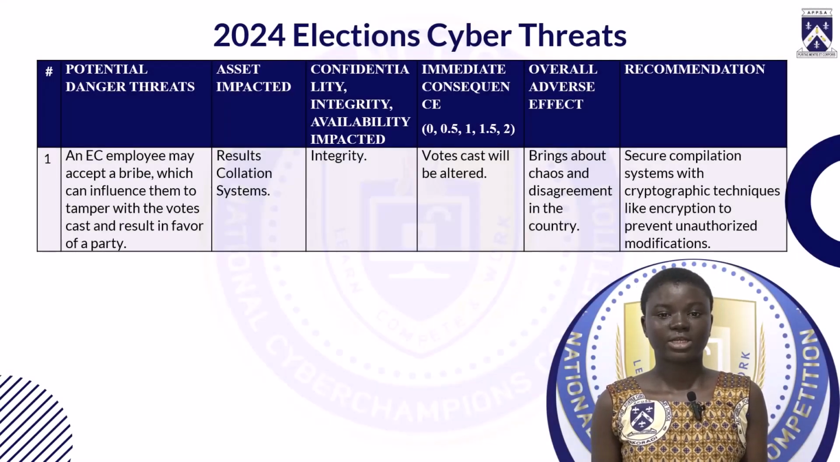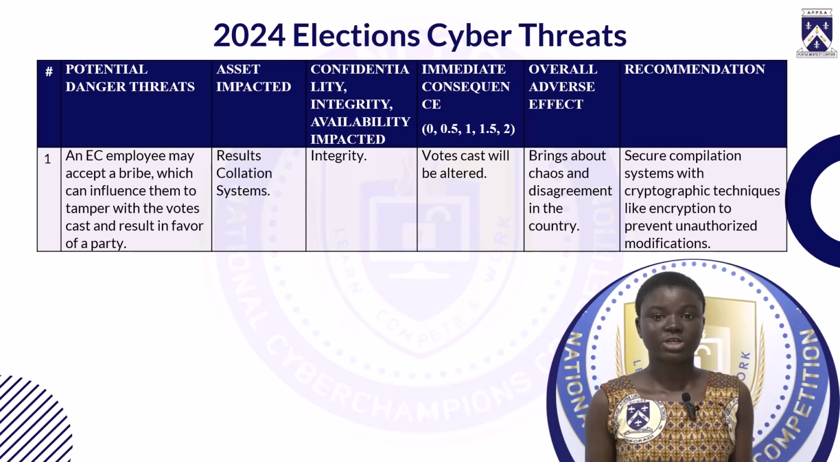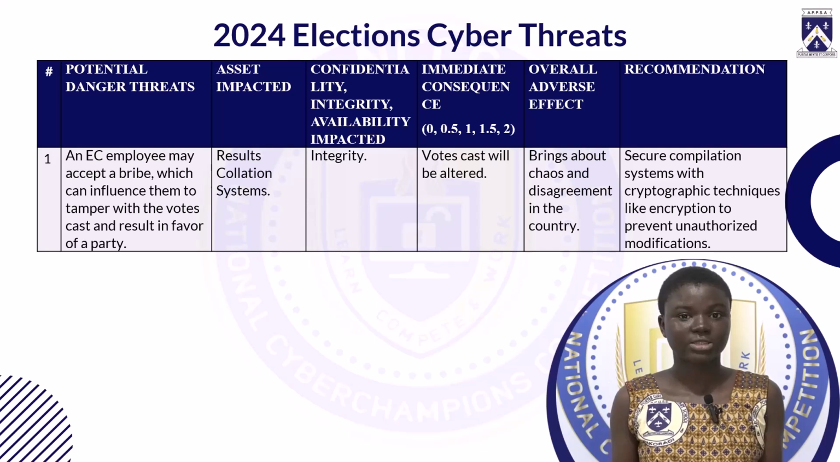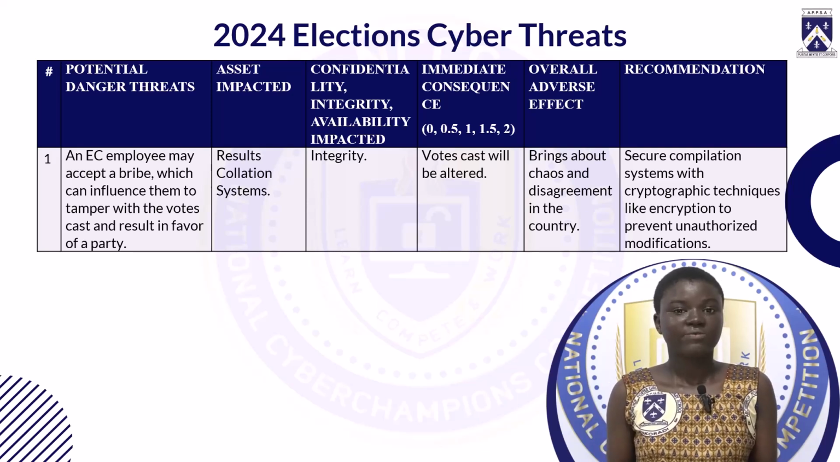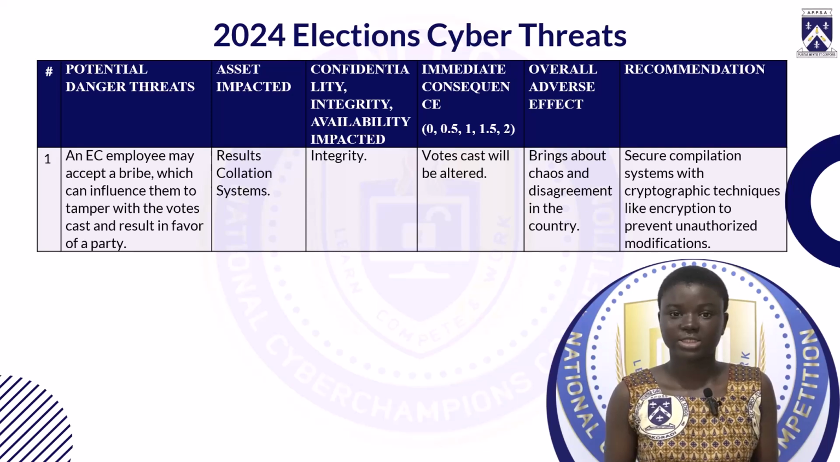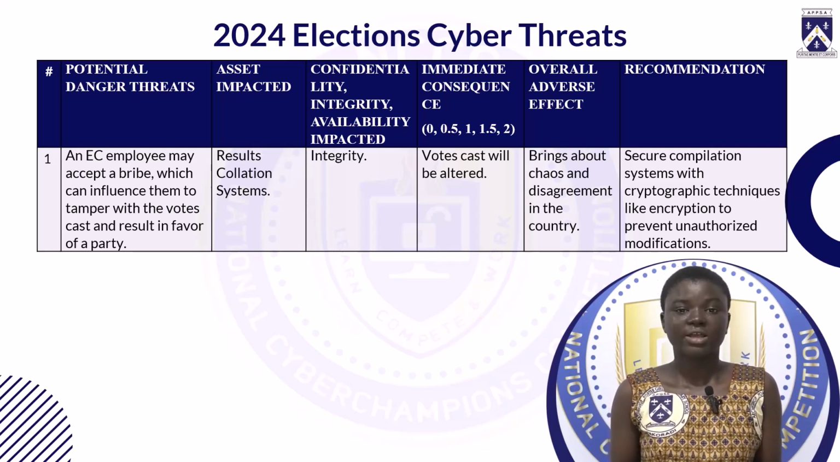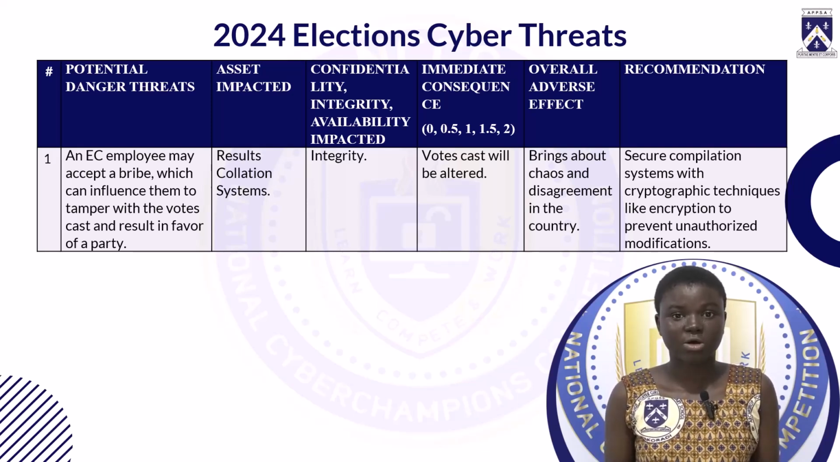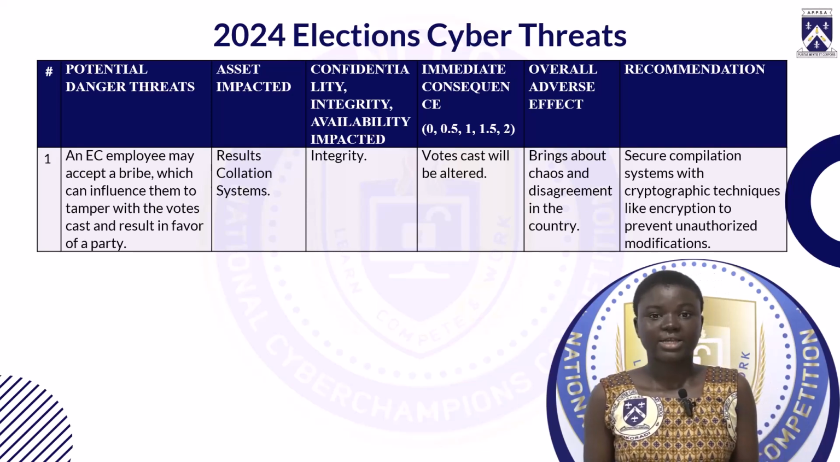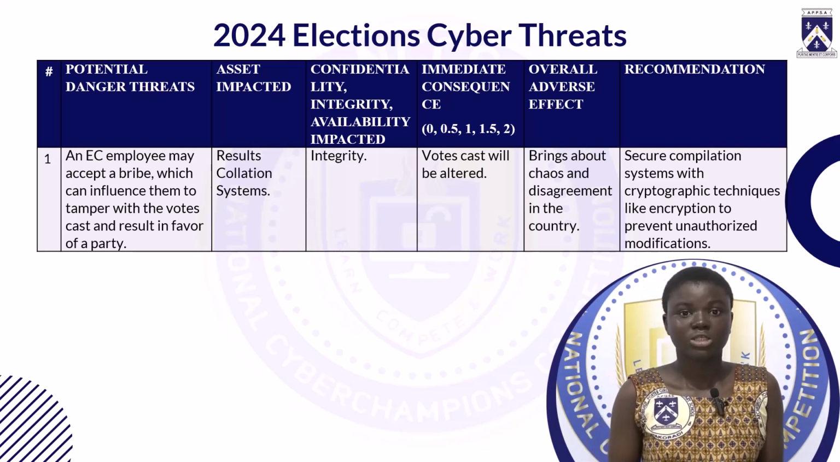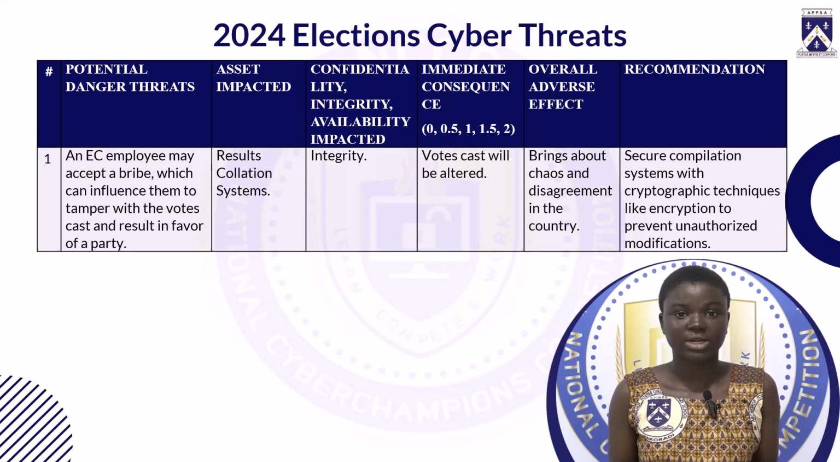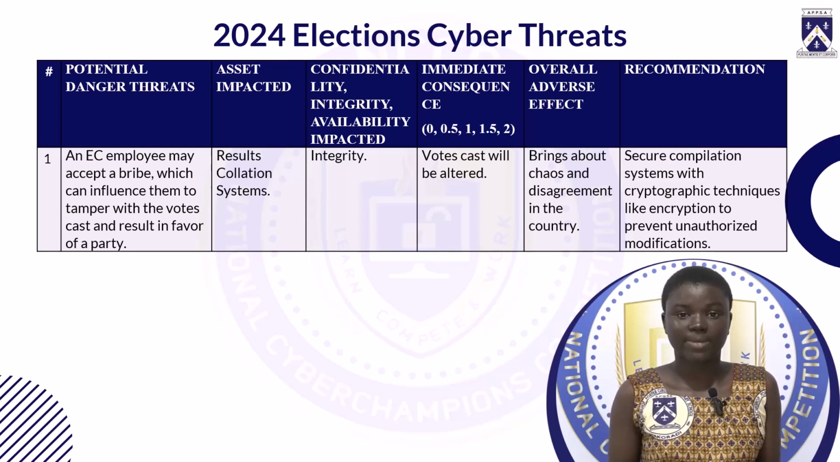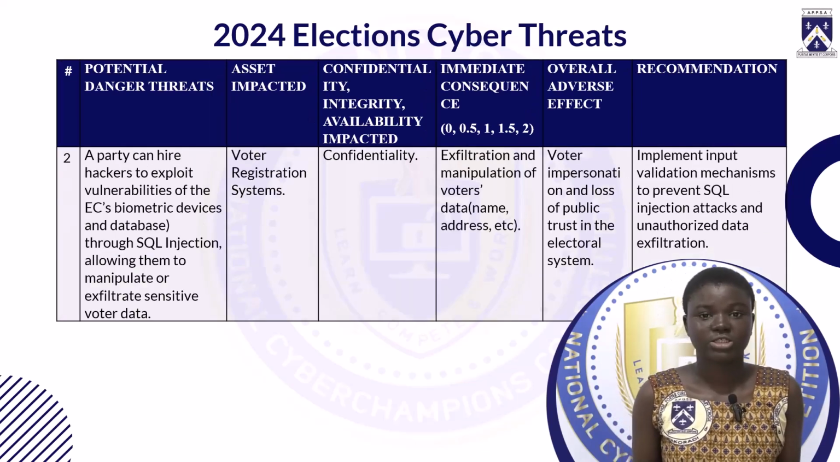First on my threat modeling is bribery and corruption. Some party officials may give a bribe in the form of money or other assets to EC employees and voters, which influences EC employees to tamper with the result collation system in favor of that party and influences voters to cast their vote for that particular party, affecting the results and integrity of the election. This can be prevented by implementing cryptographic techniques, that is, changing the format of the voting data to prevent modification, and voters should be educated to vote based on their choice rather than being influenced to vote for that particular party.